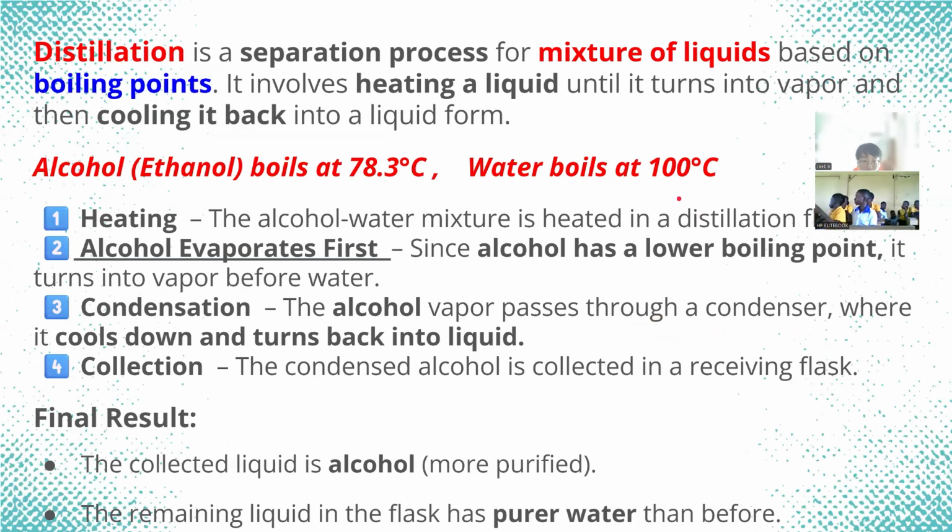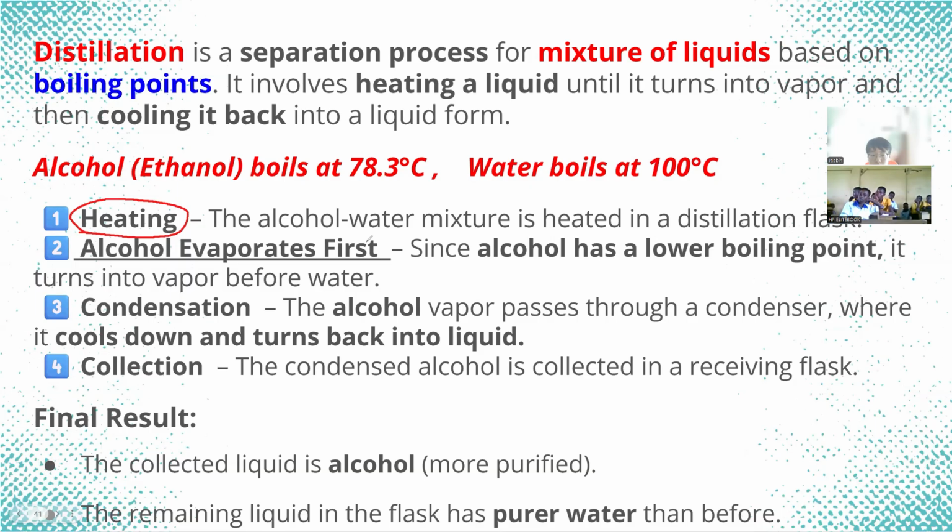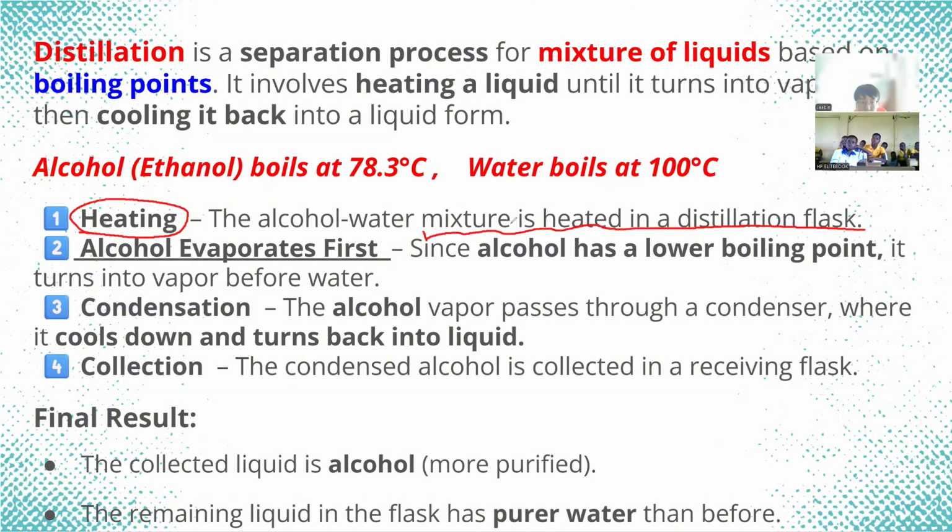Okay. Here is just describing the method. I said it simply before, but here, the general sense is that, number one, heating, so that the mixture is heated in the distillation flask. And let's look at this scenario where alcohol has a 78.3 degrees Celsius boiling point, and water has a 100 degrees Celsius boiling point. So which one will evaporate first?